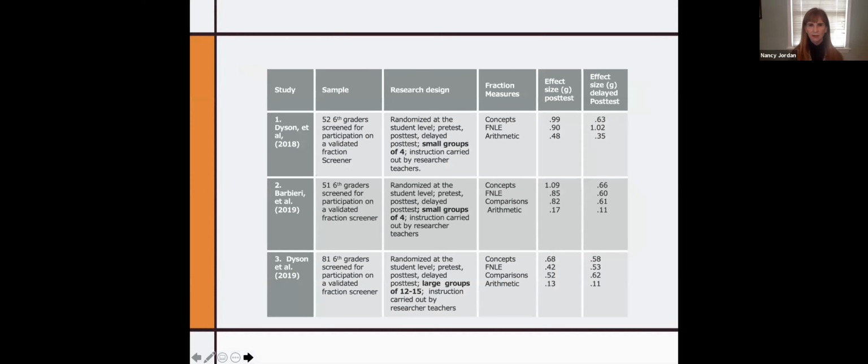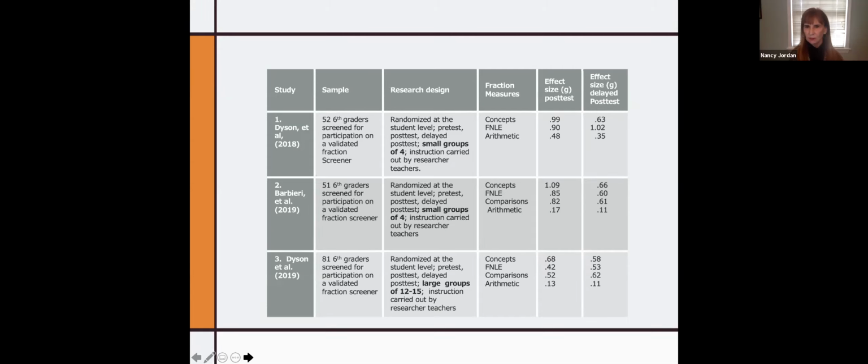So this is a summary of the first 3 studies that we have done and published or presented. And you can see the sample was similar across the studies, but we had somewhat different research designs and measures. But you can see in study 1 and 2, the intervention was carried out in small groups of 4 children, with the instructor being someone from our research team who was specifically trained to carry out the intervention.